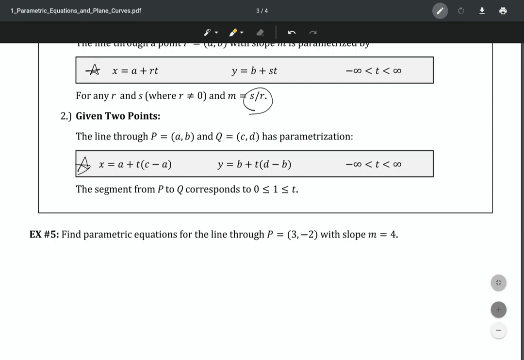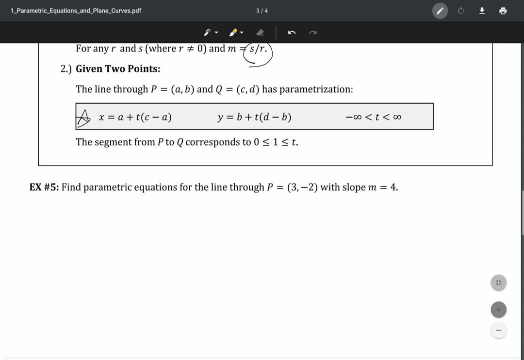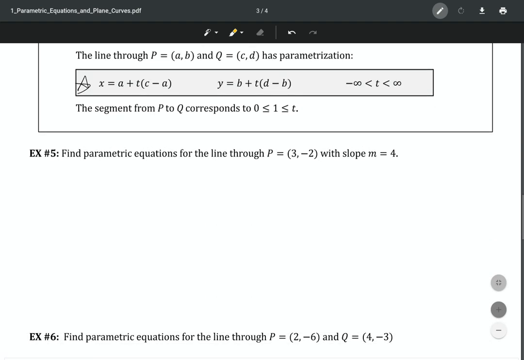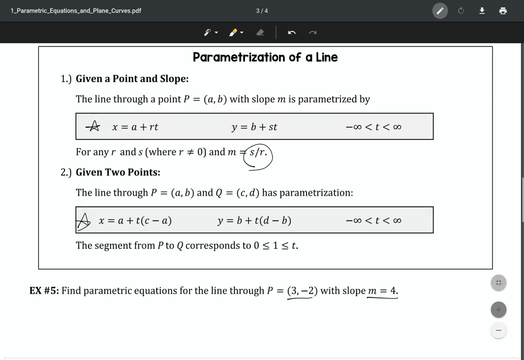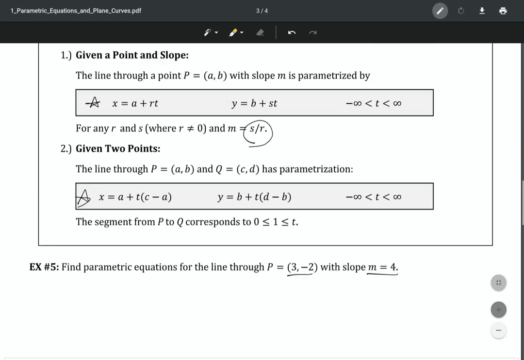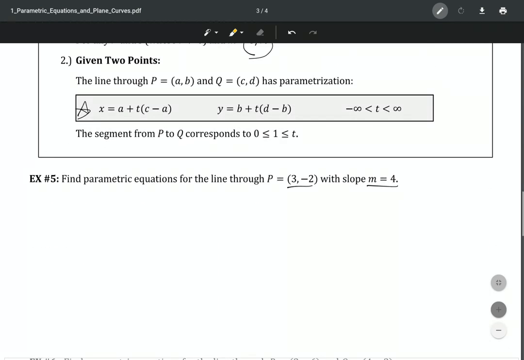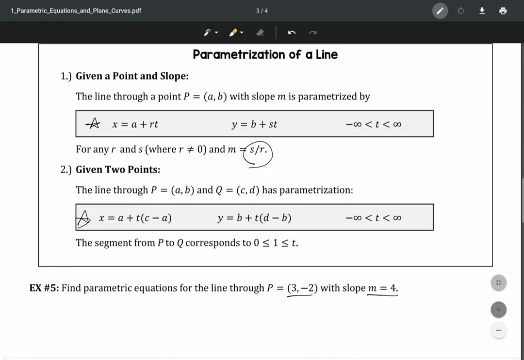And I'll explain what all of this S and R stuff is. S and R are just the slopes of those parametric functions, and I'll show you how to use it. All right, so let's go to example 5. In example 5, they give me a point and they give me the slope. So essentially, I'm going to use the first set of functions here.